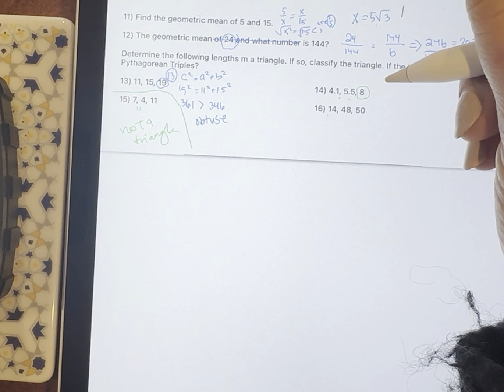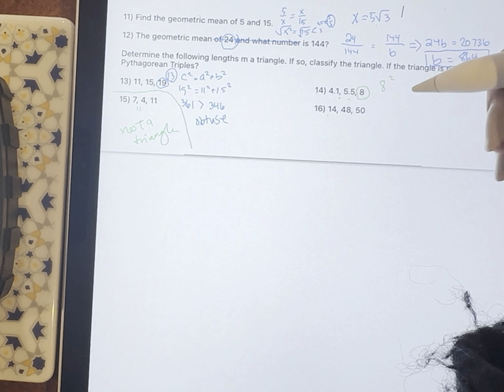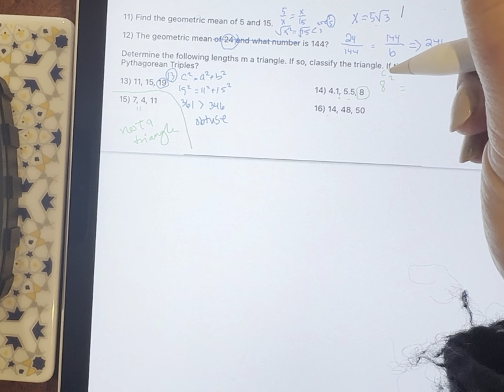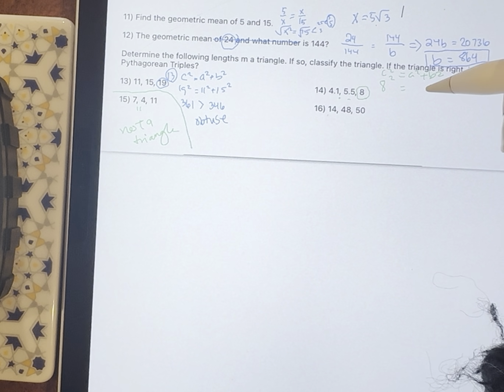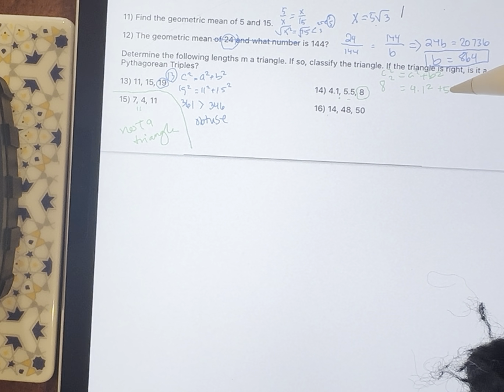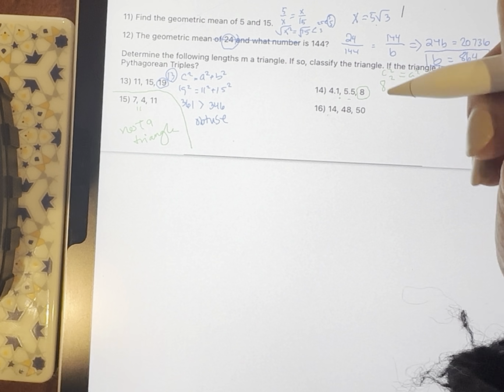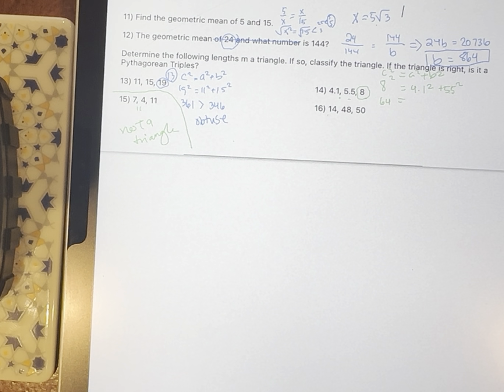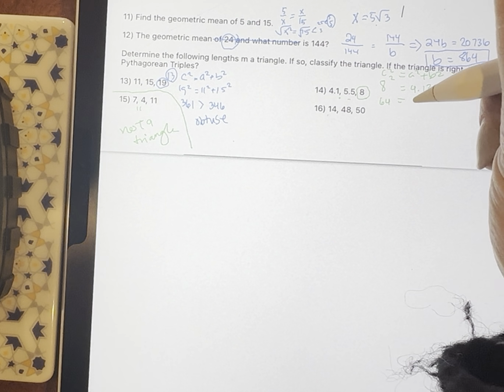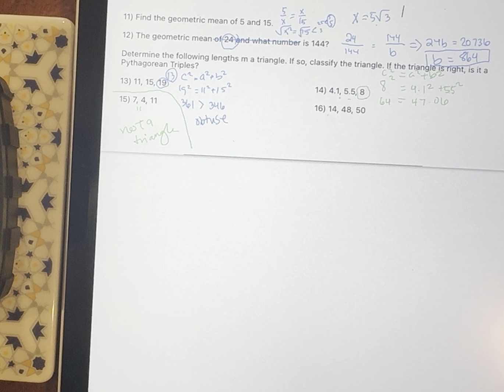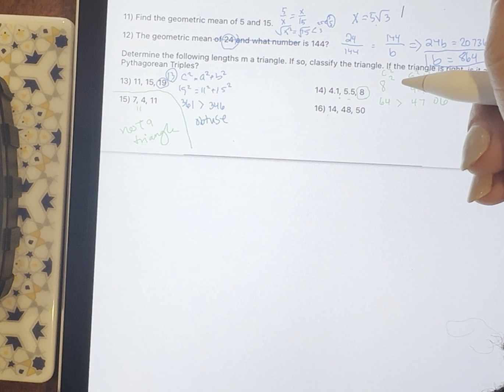8's going to be my hypotenuse, or my longest side, and I'm going to go 8 squared, c squared, equals a squared plus b squared. 8 squared versus 4.1 squared plus 5.5 squared. So 8 squared is 64. 4.1 squared plus 5.5 squared is 47.06. And I have been putting equal signs, but really we're checking greater than or less than and things like that. So this turns out to be greater than again.